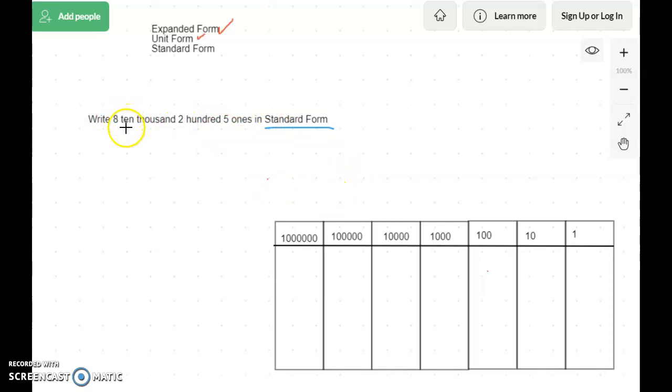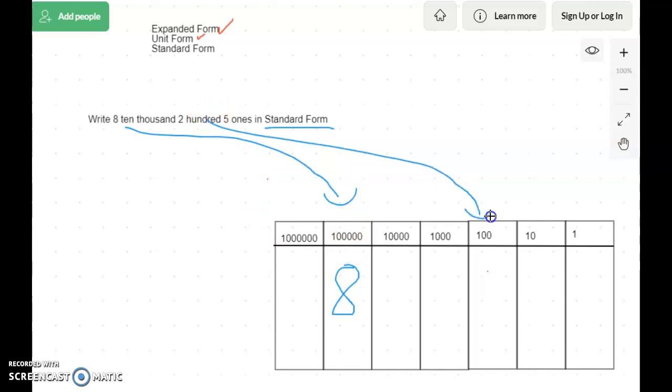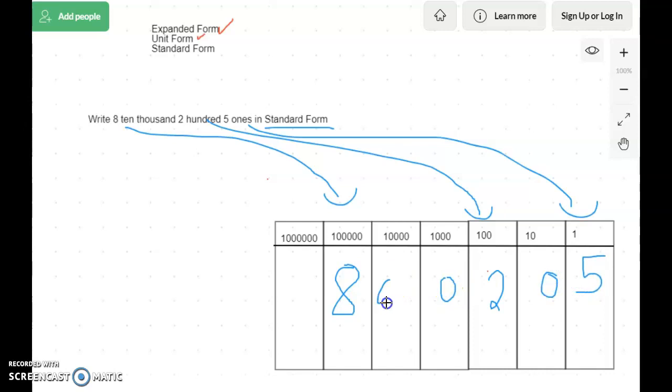So I put in my place value chart, 8 10,000s, 200s, 5 ones. I put zeros in all these spaces that I don't have numbers in. And there it is. My answer is 800,205. Okay, I'll give you one of those to work on.